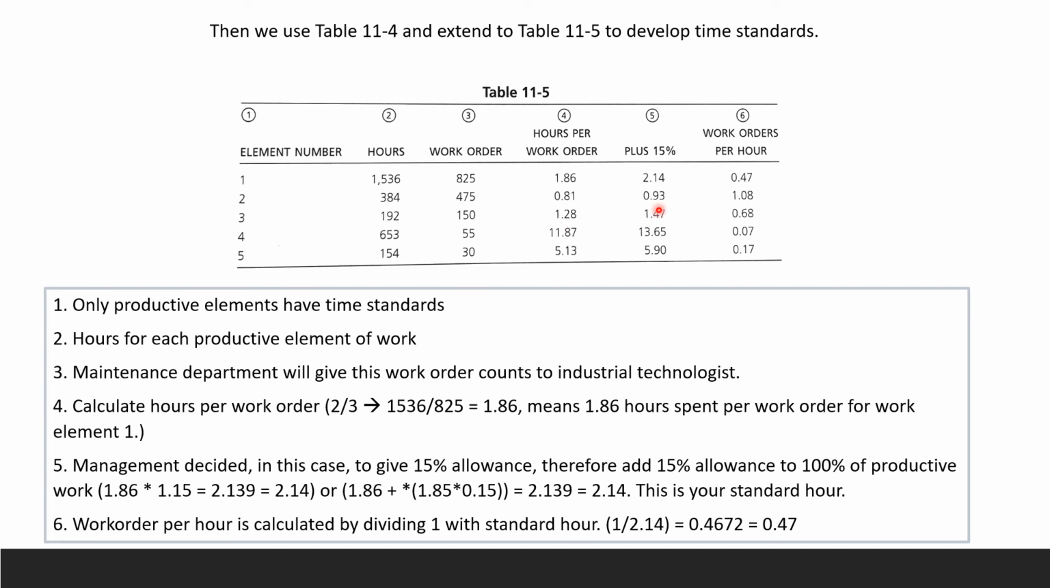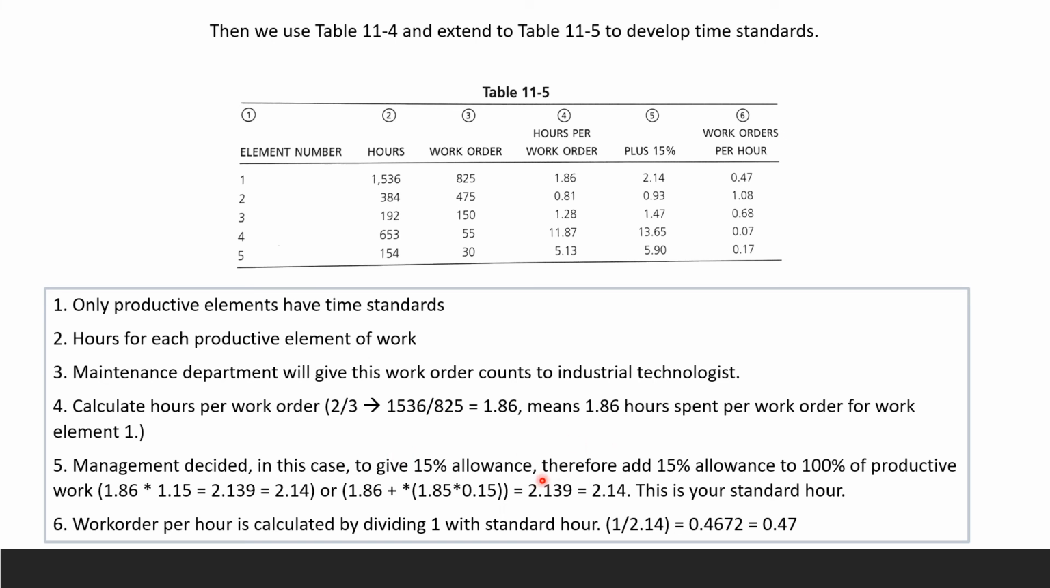Then we come in and add our percent allowance, which is 15%. Never ever forget that little plus sign. Then you get the standard time. Students always ask me how you get the standard time. You add your hours per work order, or hours per unit, hours per piece, plus your allowance. When you read it, try to recognize what you're reading and don't just read it and let it go. Plus means plus, plus means you add it.